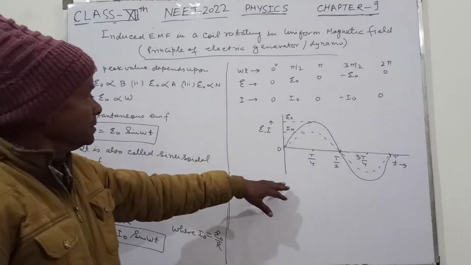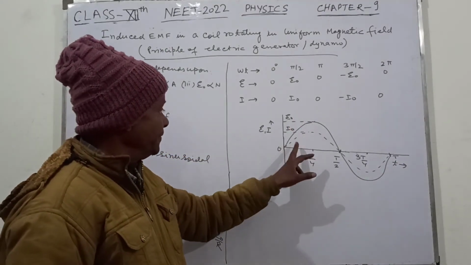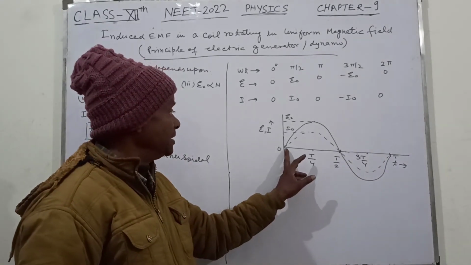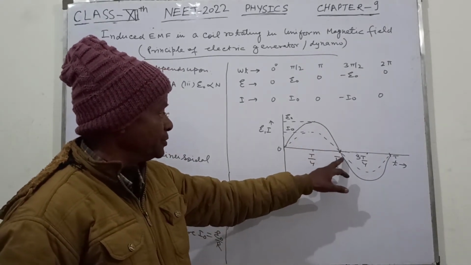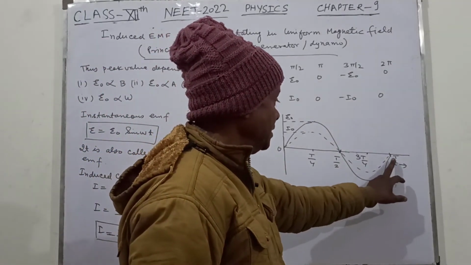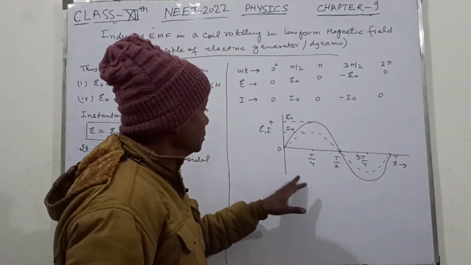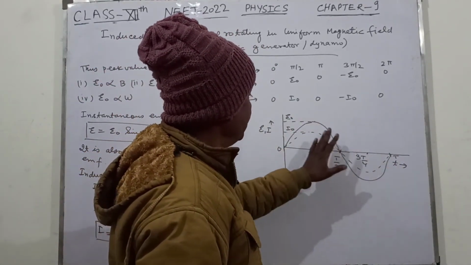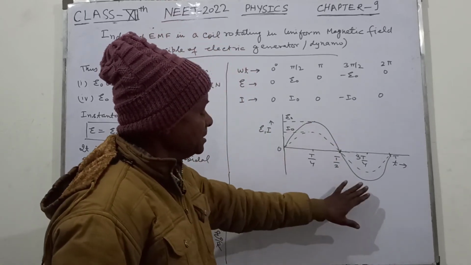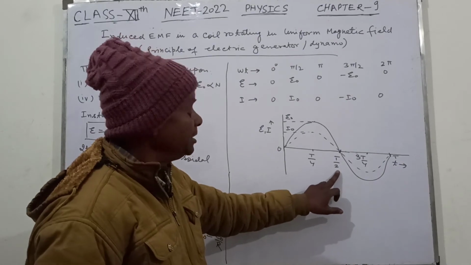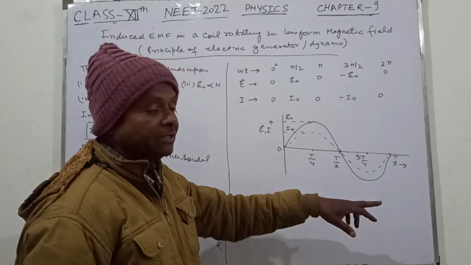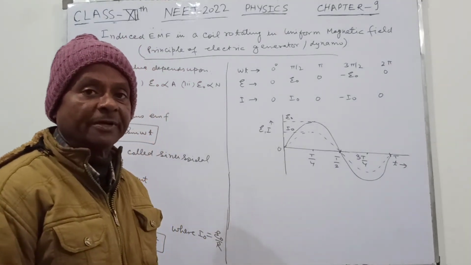So this shows you that the magnitude of the induced EMF and the current changes with time. You see initially they increase and then they decrease and become 0, and then increase in the reverse direction, become maximum and then 0. So the magnitude of E and I changes with time, but the direction changes periodically. After every T by 2 seconds, the direction of the current and the induced EMF will change.